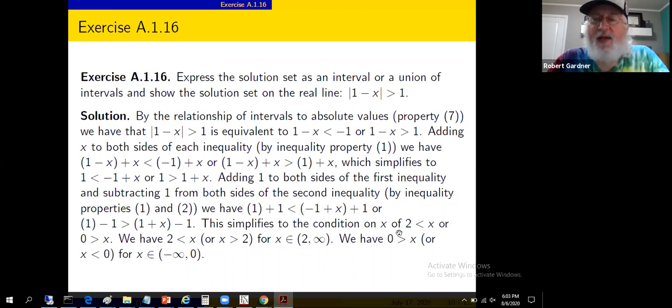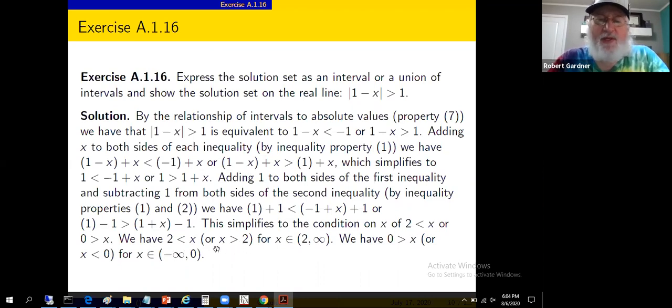It simplifies down to x is less than 2. Take this, it simplifies down to x is less than 0. We read it as x less than 0. Put all the tedious little steps in there. And we get that that's satisfied for 2 less than x, or equivalently x greater than 2.